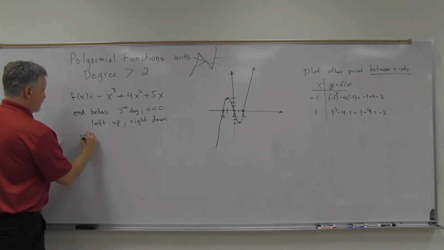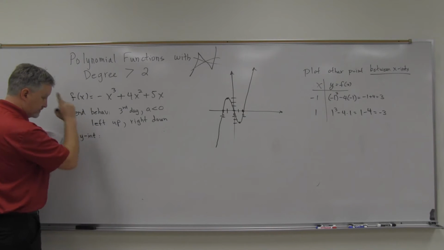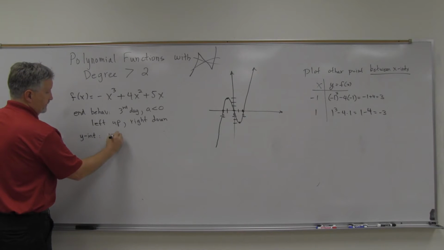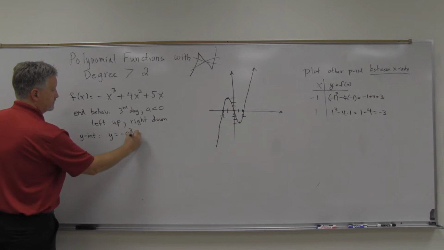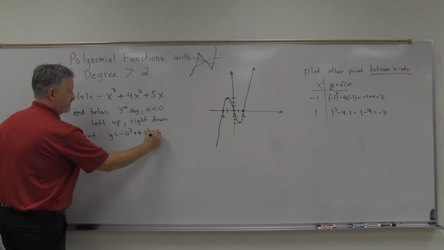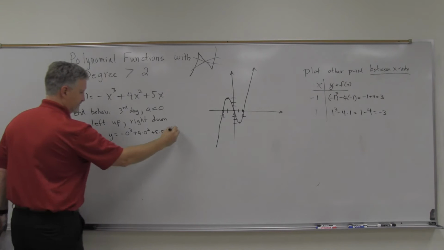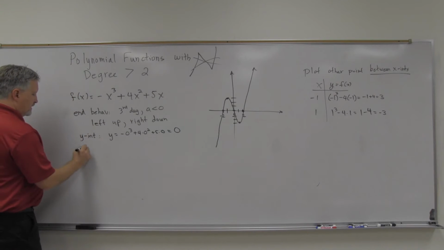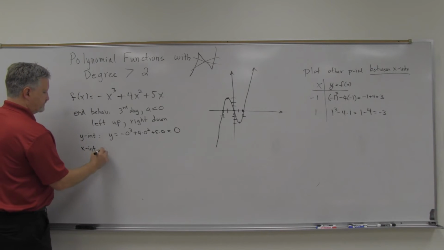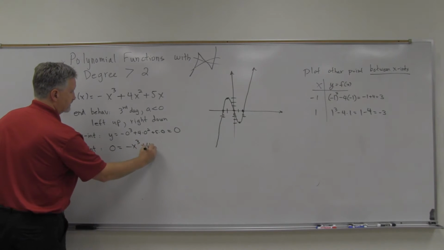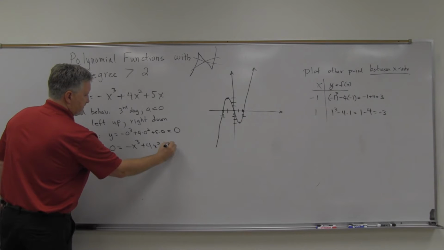All right, y-intercept. That's just x is 0. Don't necessarily have to write it, but everything's 0, isn't it? Y-intercept 0. All right, the x-intercept. Negative x cubed plus 4x squared plus 5x.